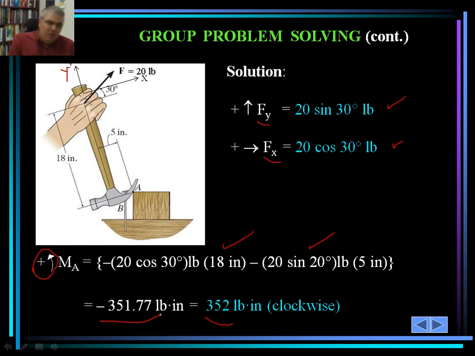Also, we want to make sure that we always express the sign of the resultant M. In this case, it turned out to be negative. Remember, we assume counterclockwise is positive, so this is going to be clockwise, okay? So make sure you follow this. Again, I cannot emphasize enough.